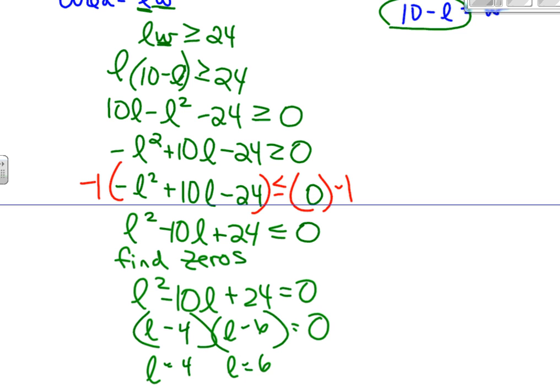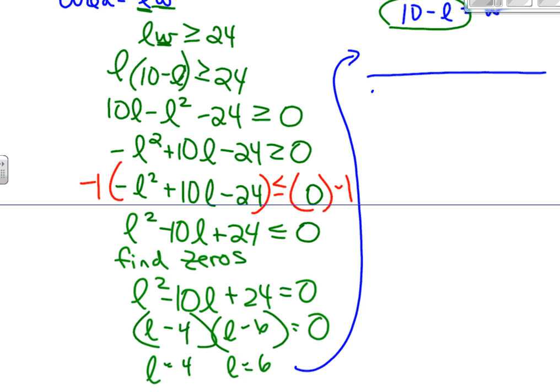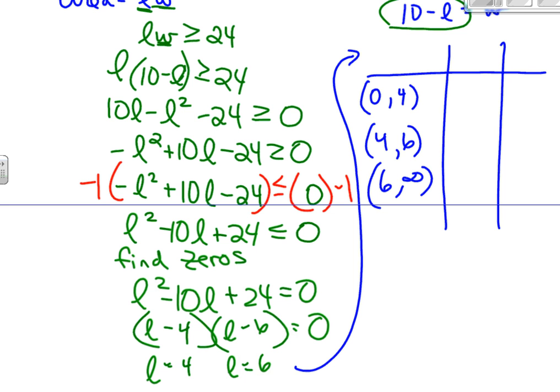Or if you want to go to infinity, that's fine, because we only want to see what's happening with our intervals. So our first interval, I might just go from 0 to 4, and then from 4 to 6, and then from 6, if I want to go to infinity, that's fine. And I'm looking at the sign of y. Right now I'm looking at this inequality, when L minus 4 times L minus 6 is less than or equal to 0. That's what I'm looking for as I go through these.